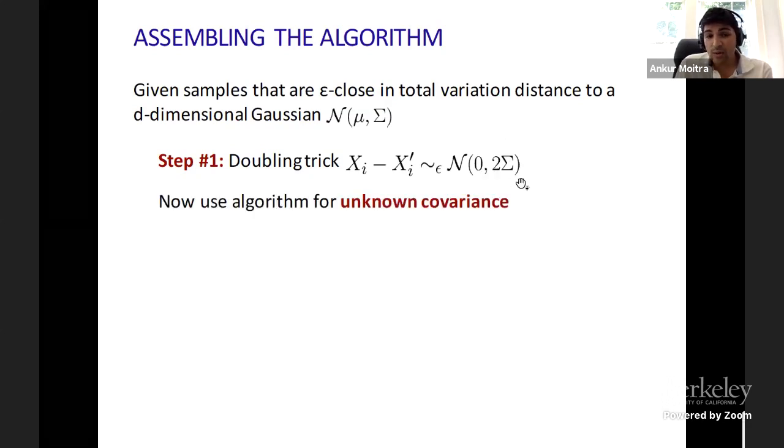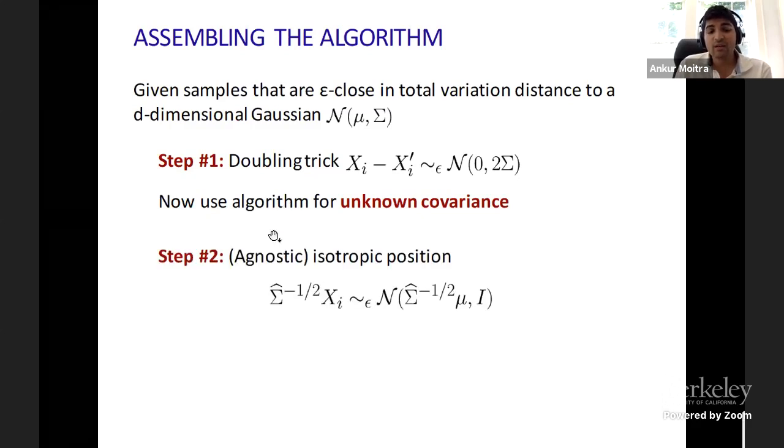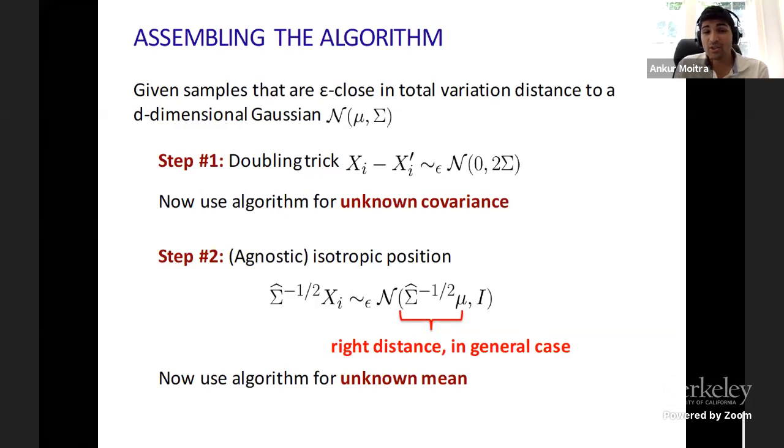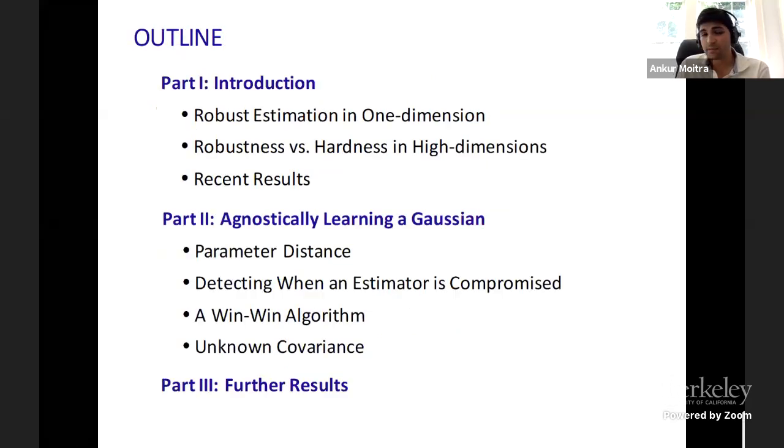You can use the algorithm for the unknown covariance to learn sigma hat. Then you can apply sigma hat inverse to your data. That's like a kind of agnostic isotropic position. And then you can robustly learn the mean in this setting. And this turns out to be the right distance in which to estimate the mean, because if there's a direction of very small variance, that's a direction in which you'd really better get the unknown mean correct. And this gives you the overall algorithm for agnostically learning a high dimensional Gaussian with dimension independent robustness guarantees.